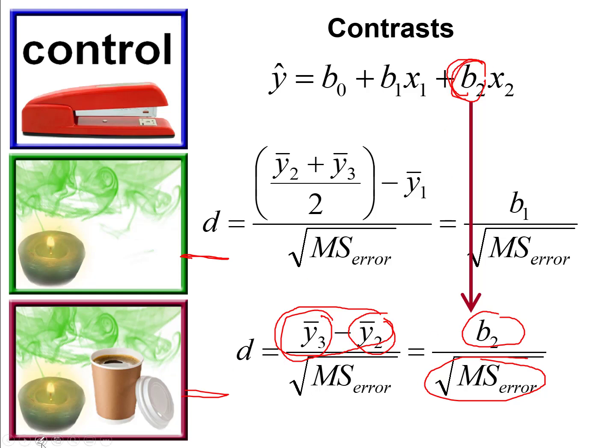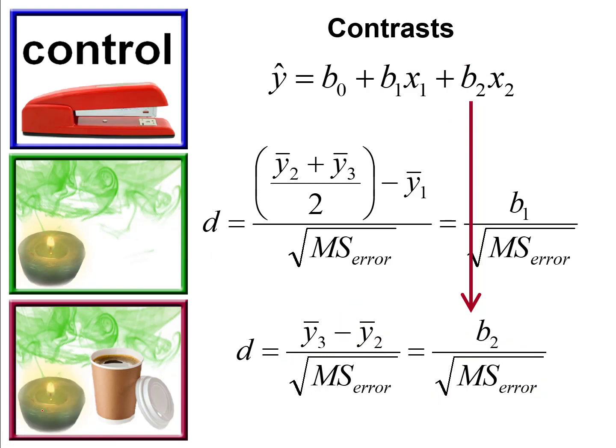So now at this point, we can calculate two D statistics, one D statistic for each of the focused questions we're addressing. That is, one D statistic for each contrast. We have one contrast between the control group and our two treatments. And this D statistic, our first D statistic, tells us the size of difference between those two groups in standard deviation units.